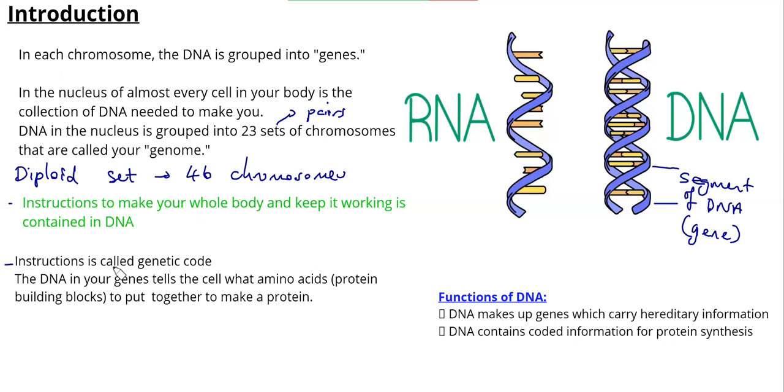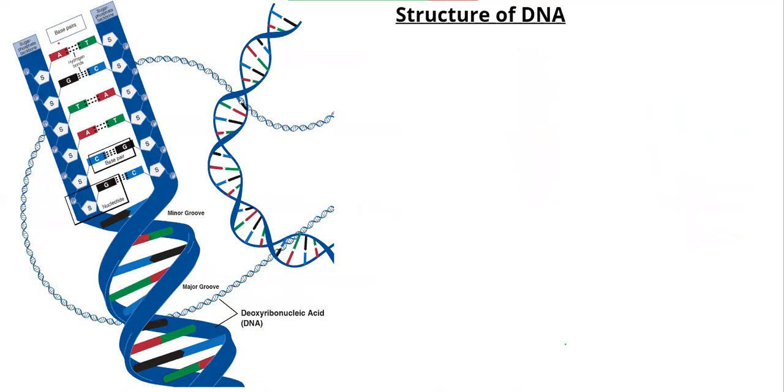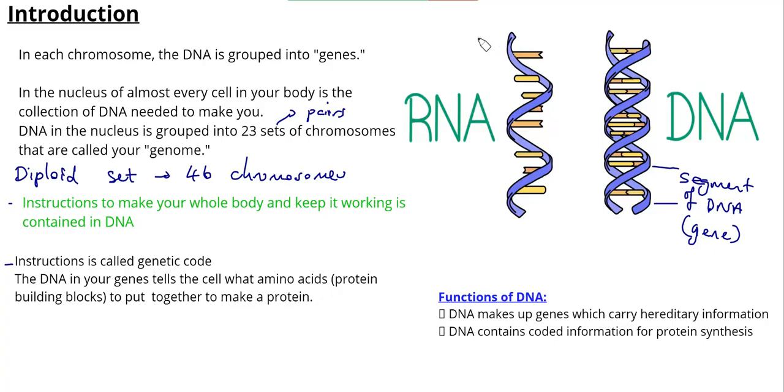Now we are saying these instructions are called the genetic code, and the DNA in your gene tells the cell what amino acids, or protein building blocks, to put together to make a protein. So your instruction to make proteins actually comes from the gene, from the DNA. Oh, just another thing here that I've not mentioned: RNA is single-stranded.